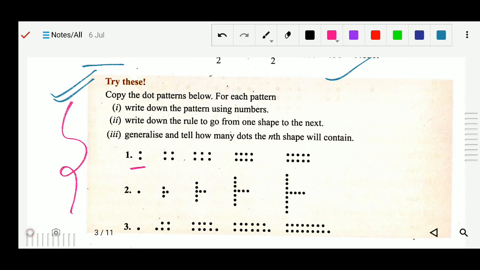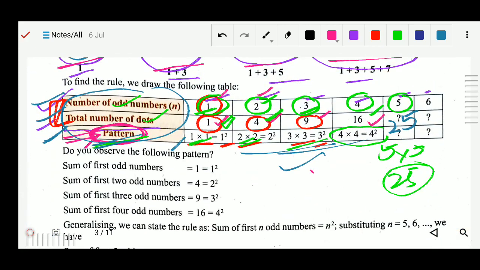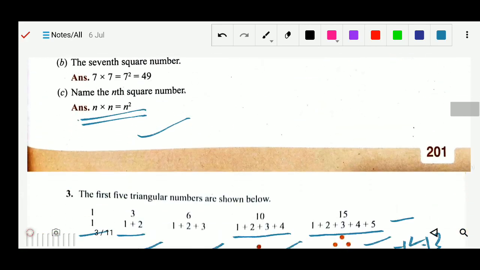Here you can see 2 dots, 4 dots, here is 6, so 1 into 2, 2 into 2, 3 into 2, 4 into 2. So likewise it's increasing. You have to write this rule, and you have to write it in table form, the same tables in this form. Okay.